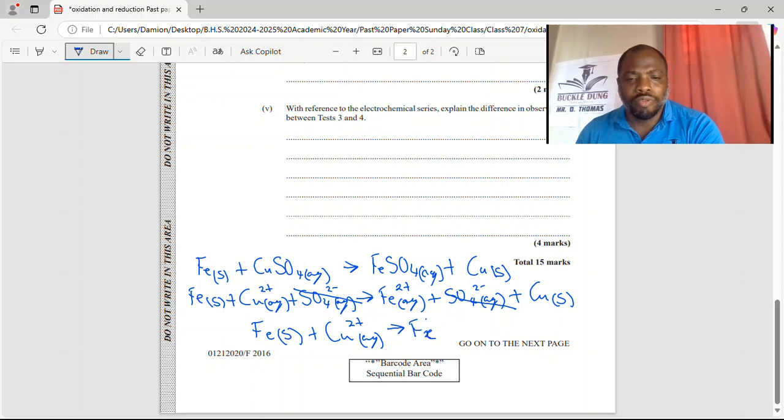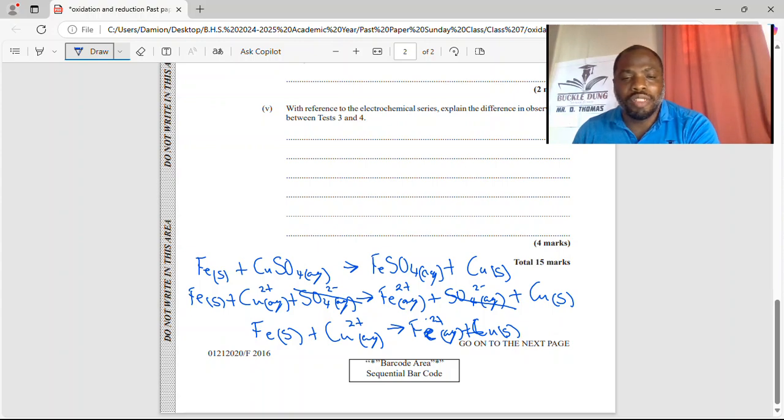So sorry, this is supposed to be an E. Right? And so this, hope you're seeing it clearly. I know it's a little bit of a struggle to write with this pen, but iron solid plus the copper 2 plus.